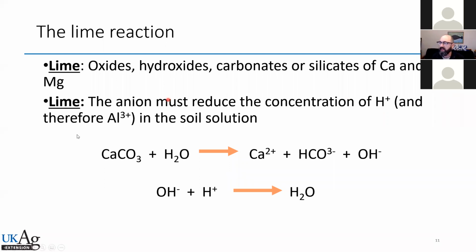And so when I add this ag lime, this calcium carbonate, it dissolves in the soil water, and I get a bicarbonate and hydroxide, and the calcium just goes off on the soil CEC. It's not doing any work from here on out. That hydroxide is going to pick up that hydrogen and form a water molecule.